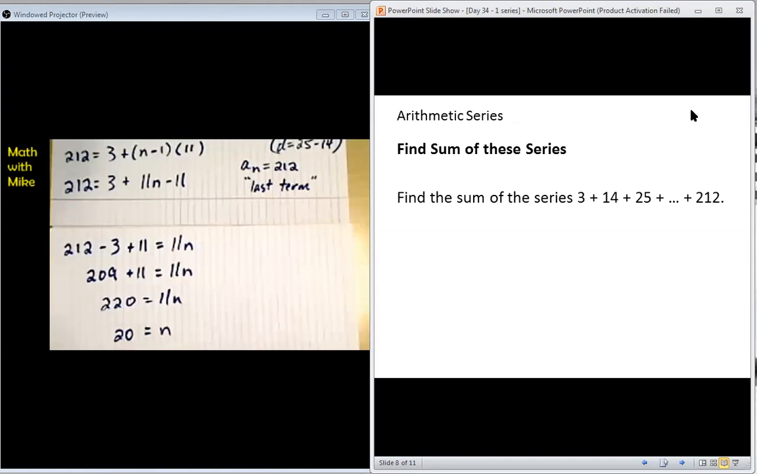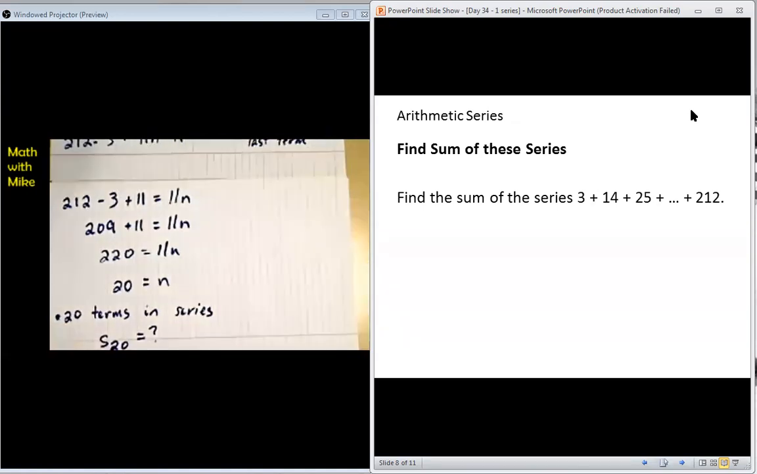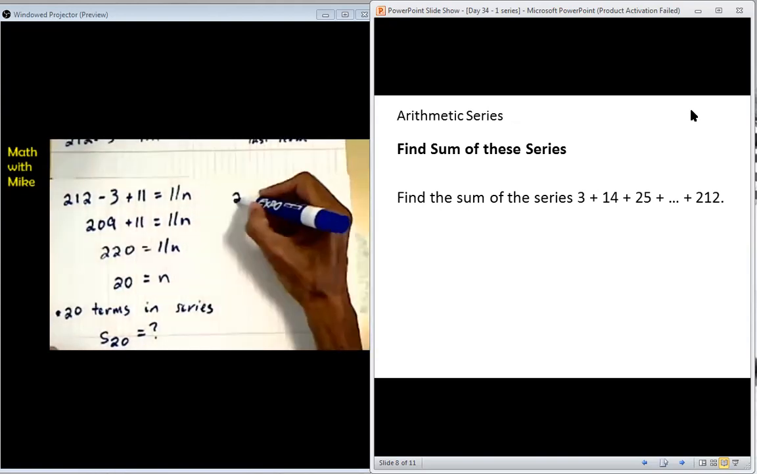And so what we're actually looking for now is not just Sn. We know it's going to be S20, 20 terms added all together. What's it going to be? That brings us to part number 2 now.